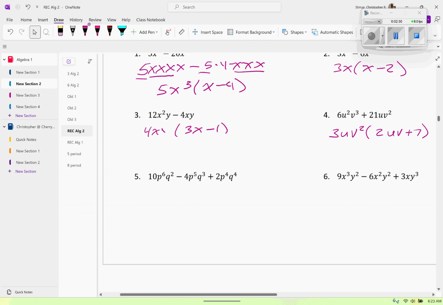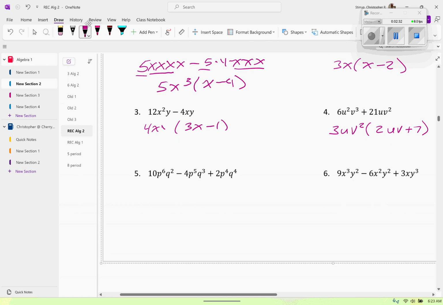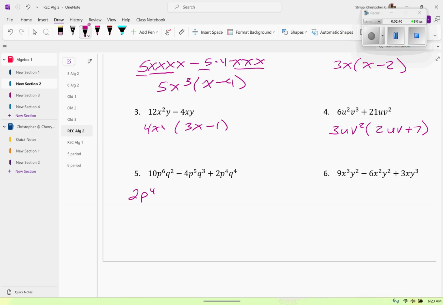And then they start getting a little goofy. Okay, so I can factor a 2 out. I have p to the 6th, p to the 5th, p to the 4th, so I can factor out a p to the 4th. q to the 2nd, q to the 3rd, q to the 4th, I can factor out a q to the 2nd. That's the max I can take out. That leaves me 5p squared minus 2pq plus p squared q squared as well.